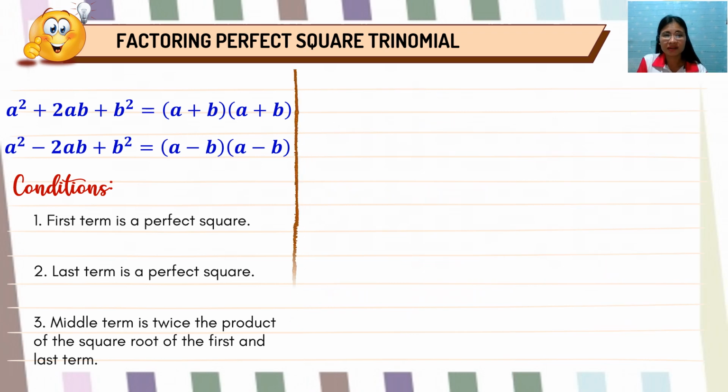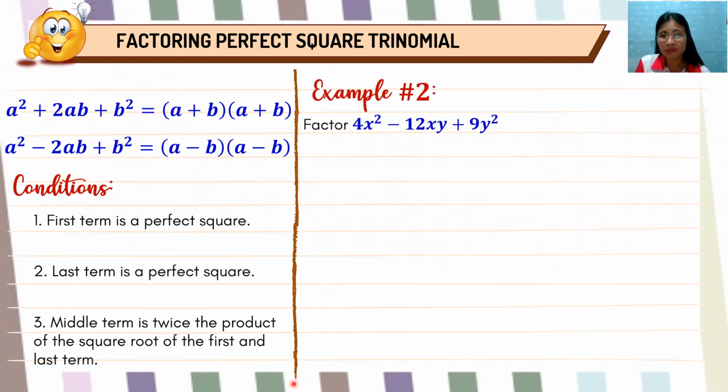Okay. So let's have another example. Still, we are going to make use of these conditions. We have 4x squared minus 12xy plus 9y squared.